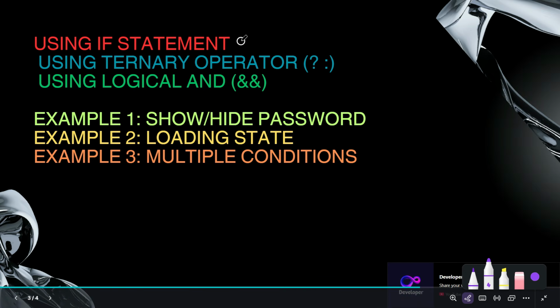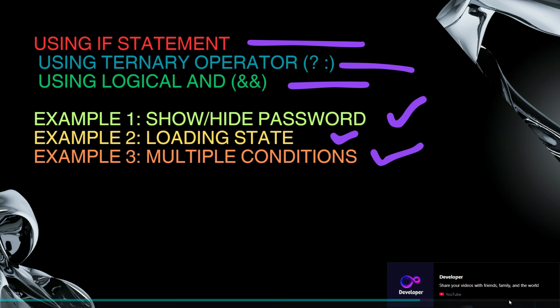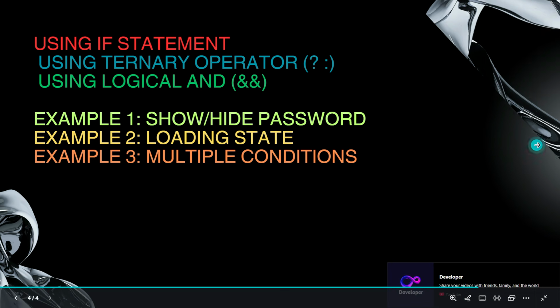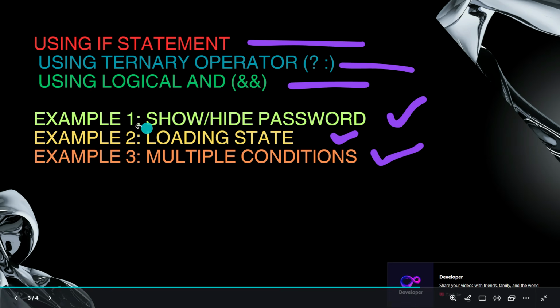Now, moving to the next one, let's see the examples: using an if statement, then the ternary operator, then the logical AND operator. I will also show examples like example 1, example 2, example 3, and also loading states and multiple conditionals. So I think that is all for this slide. Now let's go back and check all the examples one by one.